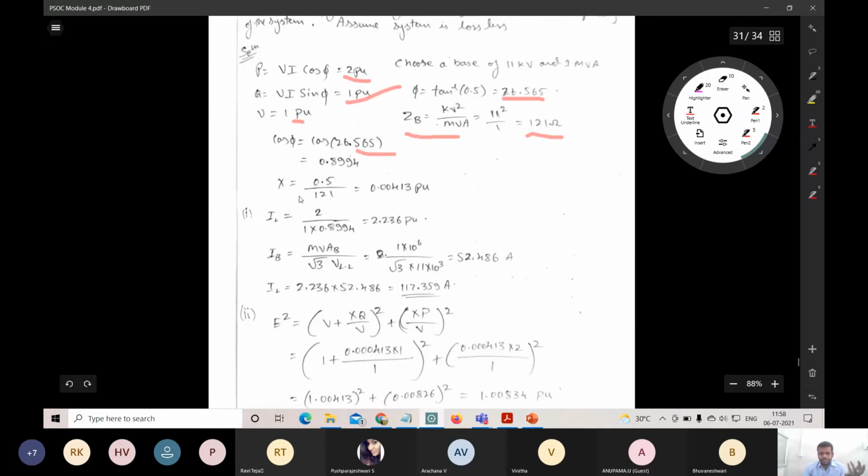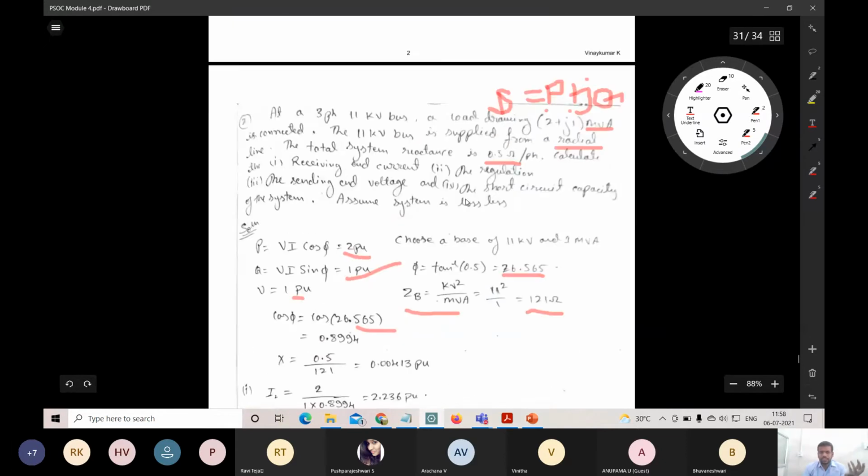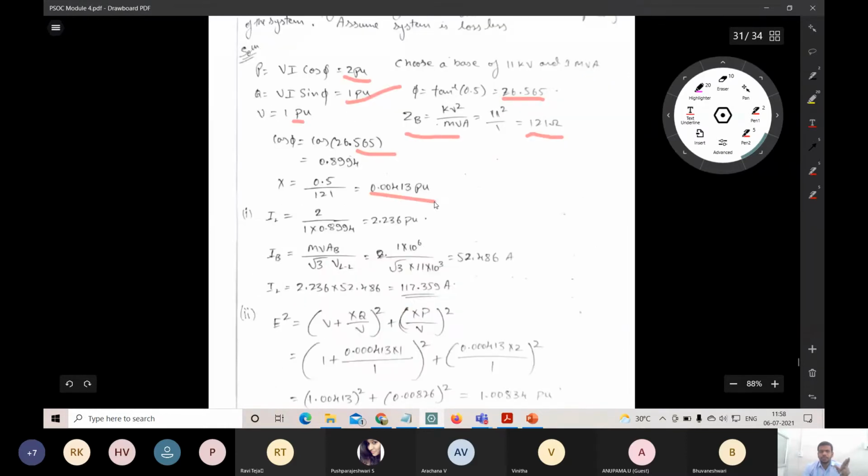Okay. So X, how to calculate X? X is our reactance, the system reactance. So the system reactance is 0.5 ohms per phase. But here we need to convert that into a per unit value. 0.5 divided by 121, we will get 0.00413.